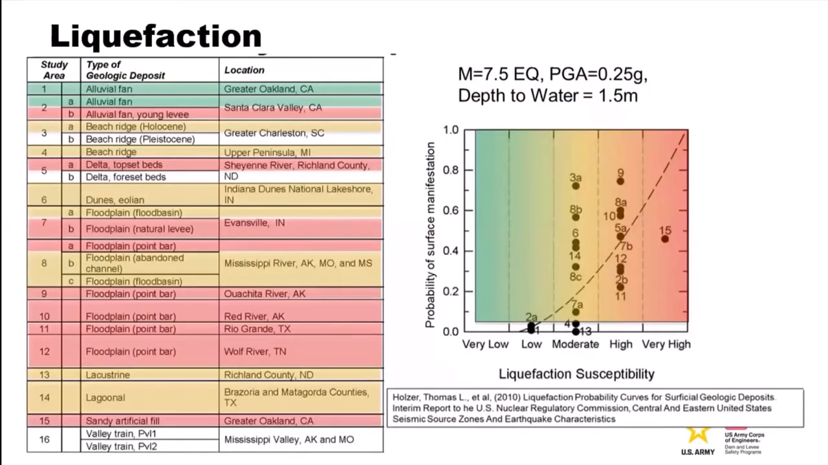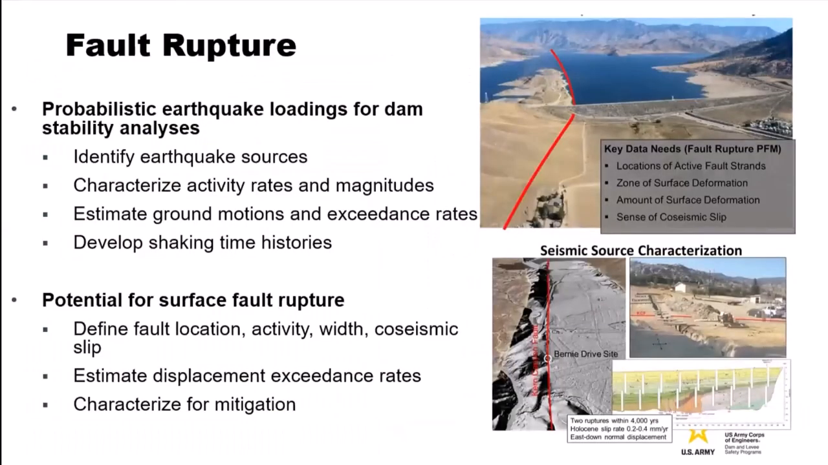For liquefaction mapping, tables like this are often used because they have data sets where you know the type of deposit. If you can map the type of deposit, also the age and the depth of the deposit, you can correlate those to liquefaction susceptibility to some degree. Fault rupture and rupture assessment, fault shaking, hazard shaking.